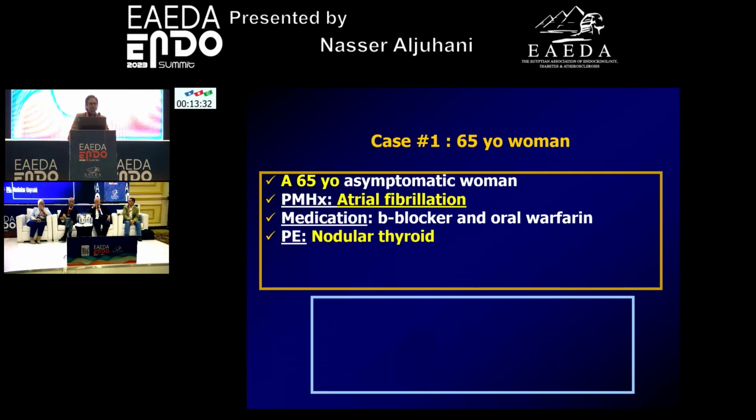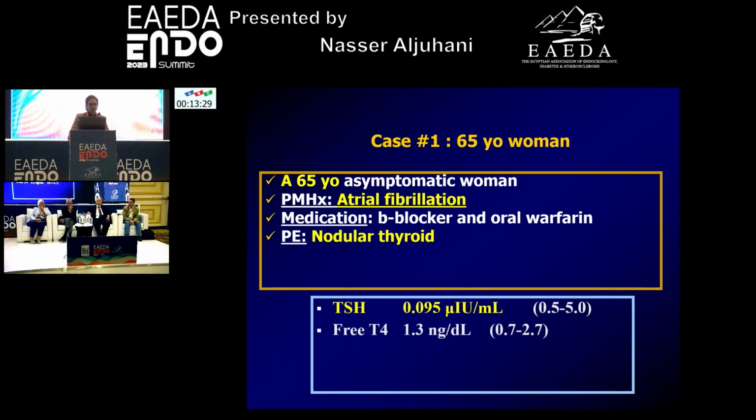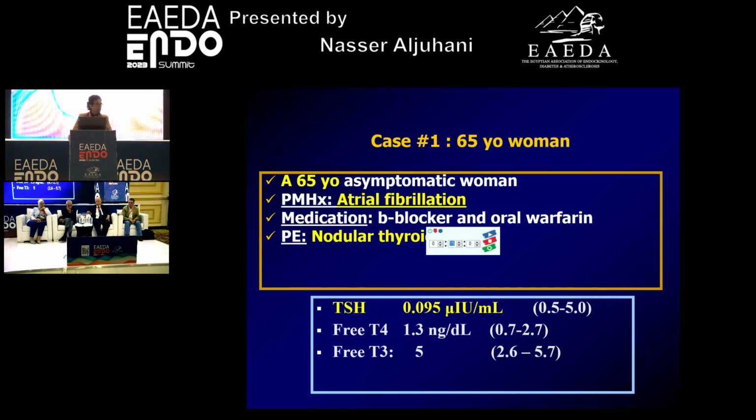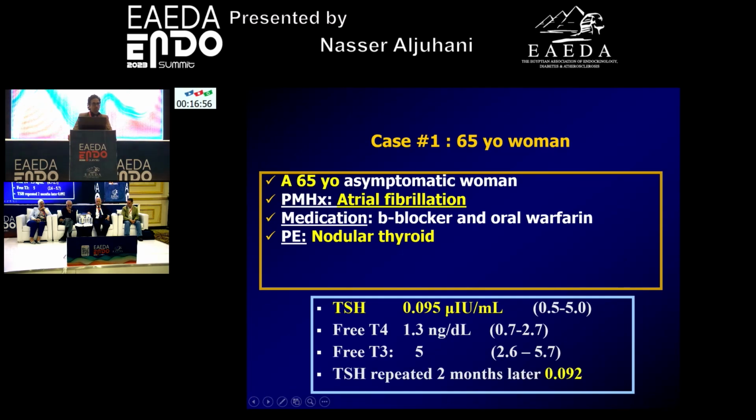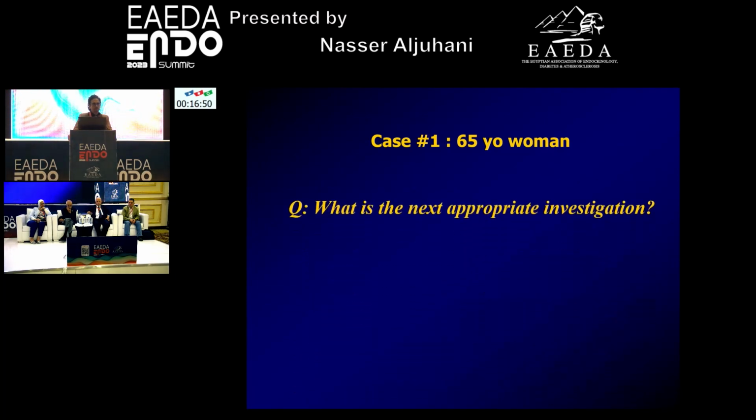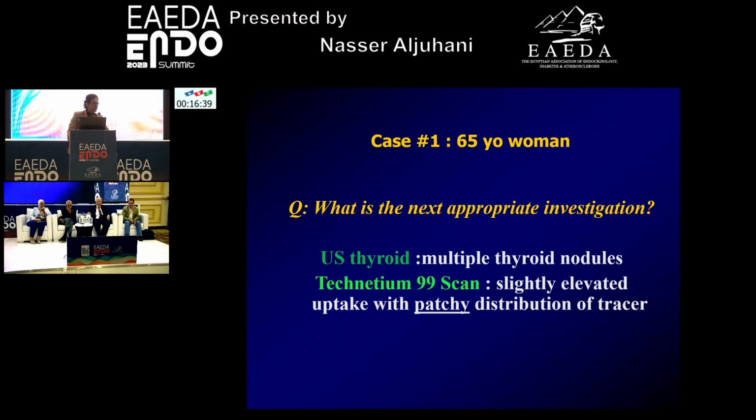So this is the case again. If it comes to us, what will we do? Usually in asymptomatic or subclinical thyroid disorder, we repeat the thyroid function test 3 months later. But already this patient had nodular goiter, so probably I don't repeat the test. So again, it showed subclinical hyperthyroidism in a patient with atrial fibrillation. So what's the next investigation? Ultrasound thyroid, because already the patient has nodular thyroid on examination, and we'll do an iodine scan or technetium.